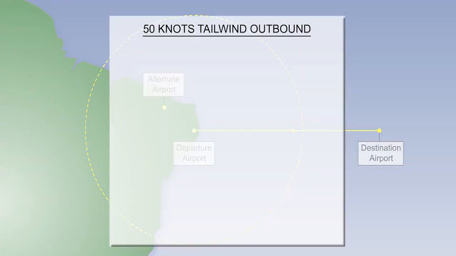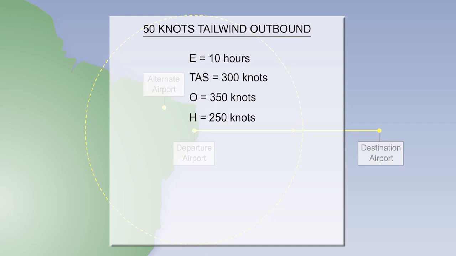What about 50 knots tailwind? As before, our safe endurance is 10 hours and our true airspeed is 300 knots. With 50 knots tailwind, our outbound ground speed, O, will be 350 knots. When we turn round and come home, the tailwind becomes a headwind, making H, the homebound ground speed, 250 knots.